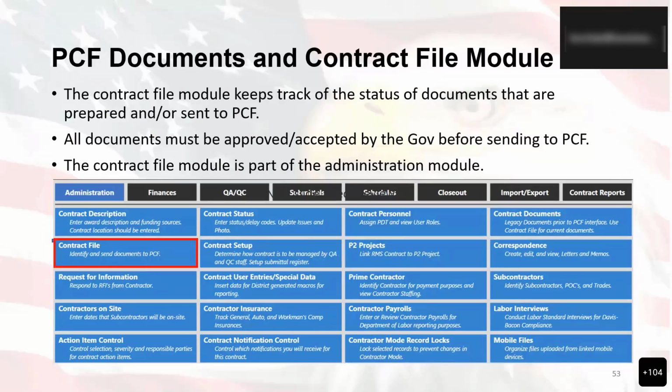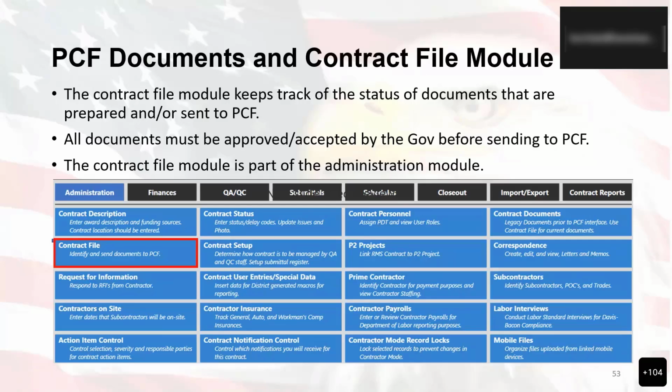The contract file module keeps track of the status of documents that are prepared or sent to PCF. All documents must be approved, accepted by the government before sending to PCF. So if your particular document is input and it's not completed and sent, it must be completed before you can actually send it. The contract file module is part of the administration module. So you guys can go ahead and click on the administration and then select contract file for the overall navigation. All the official documents are stored and uploaded to PCF from this section.